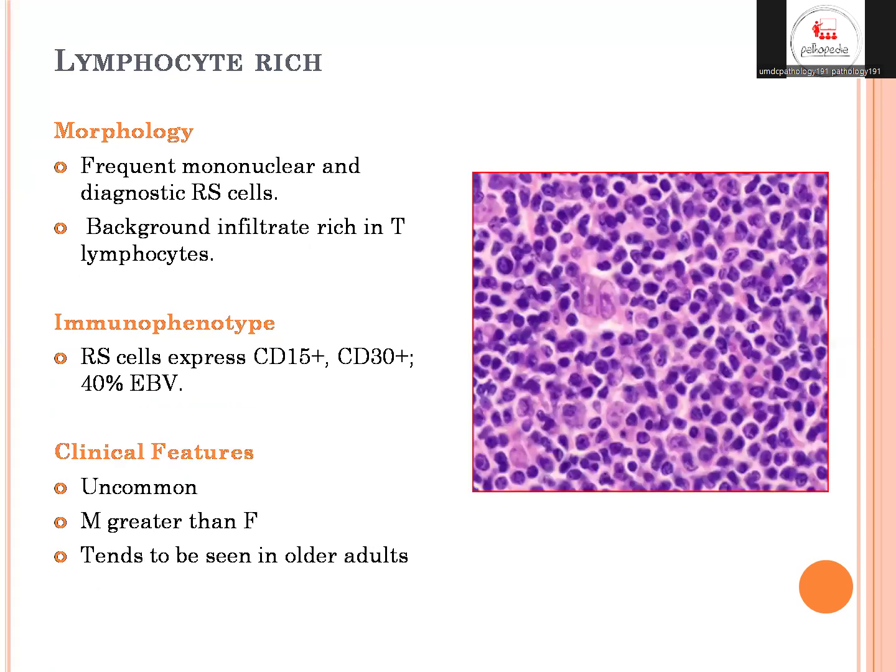The lymphocyte rich variant, on morphology, contains frequent mononuclear and diagnostic Reed-Sternberg cells, with a background infiltrate rich in T lymphocytes. On IHC, they express CD15 and CD30, with 40% EBV positive cases. Clinically, they mainly present in males, and tend to be seen in older adults.